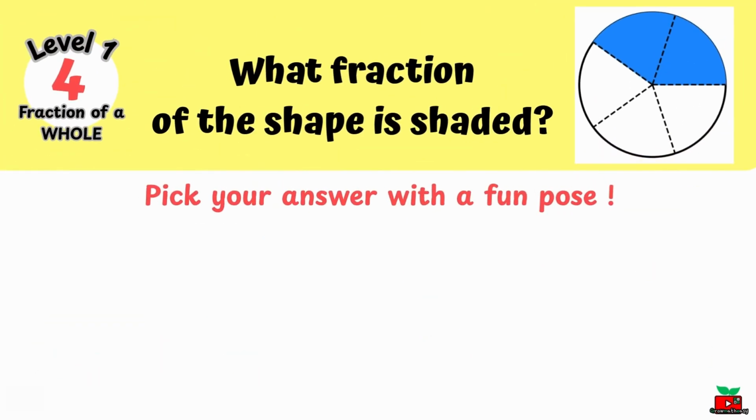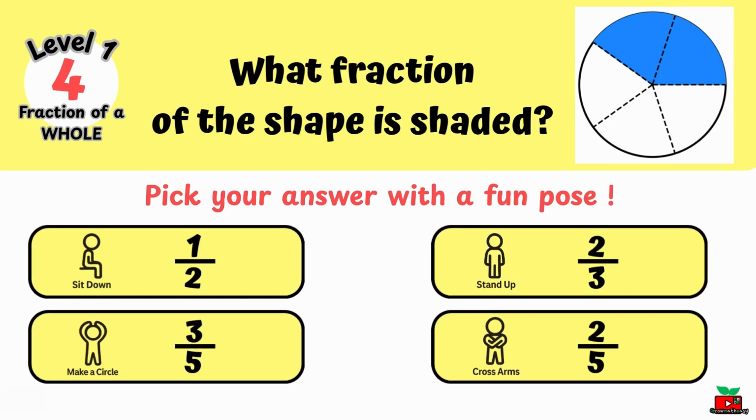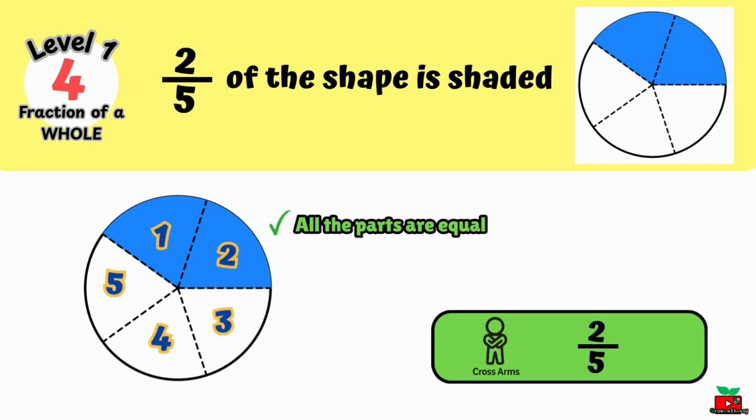What fractions of the shape is shaded? 1 over 2, 2 over 3, 3 over 5, or 2 over 5? 2 over 5, 2/5 of the shape is shaded.